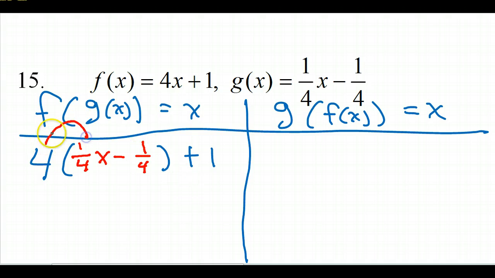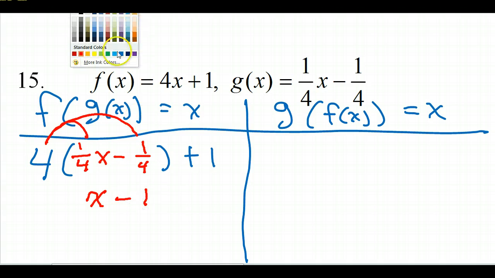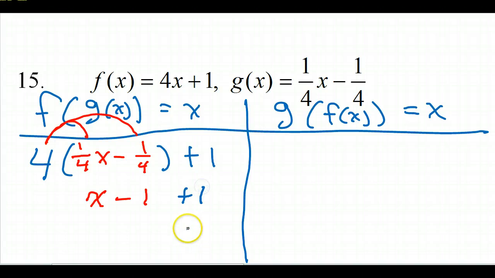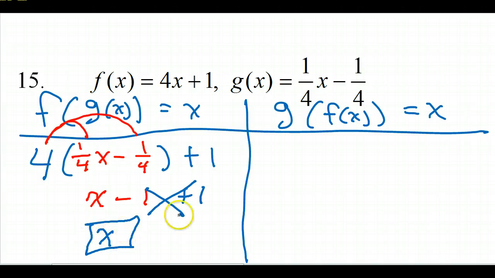Alright, it's time to do the distributive property. Noah, do you know what I'll get if I do 4 times 1/4? Yeah, you get 1x, okay? And I'll just put x. And what do I get if I do 4 times negative 1/4? Negative 1. And then I'll just bring down the positive 1. Obviously, what's going to happen now? Those two will just cancel out. So far so good. I get x.